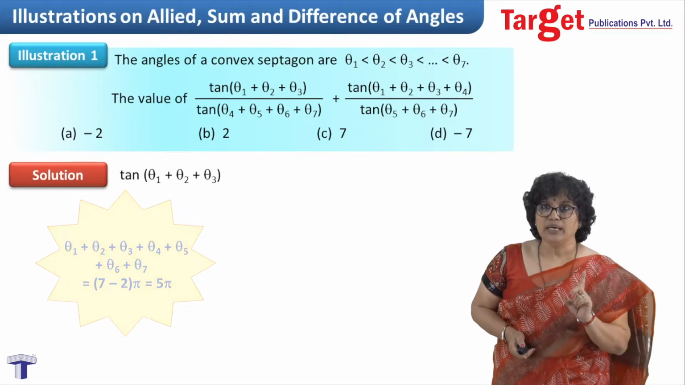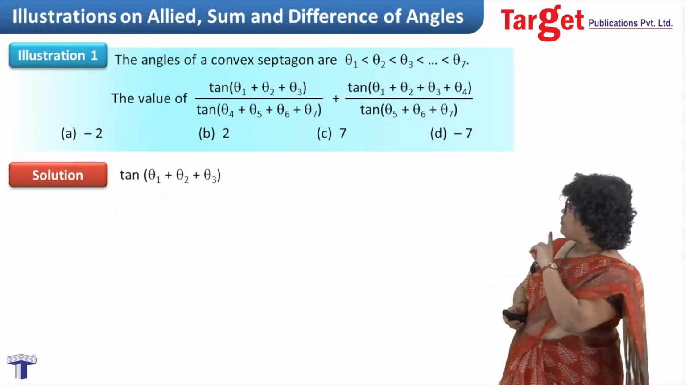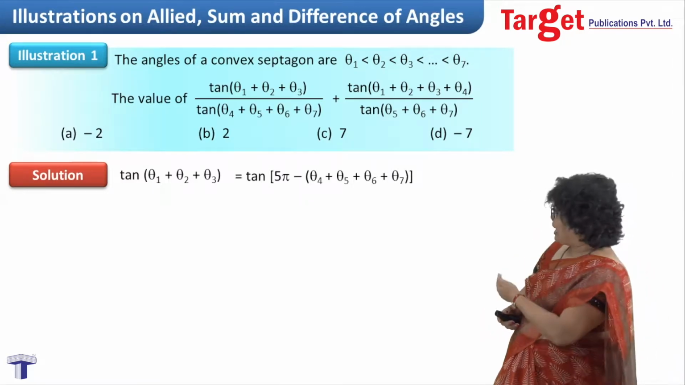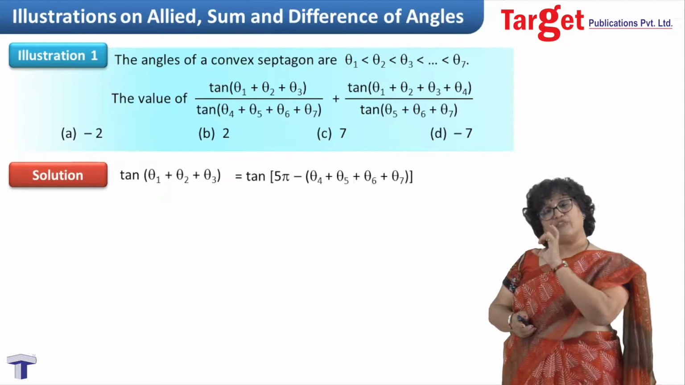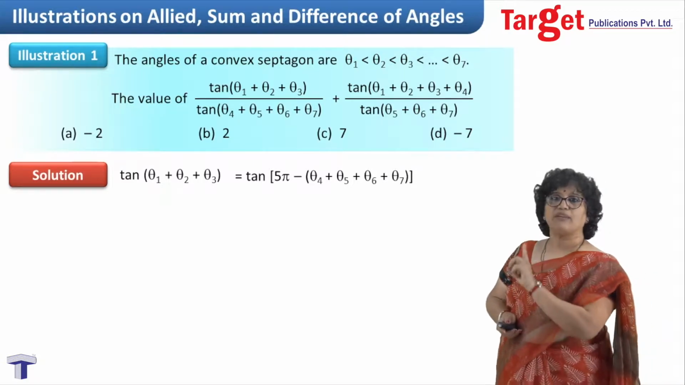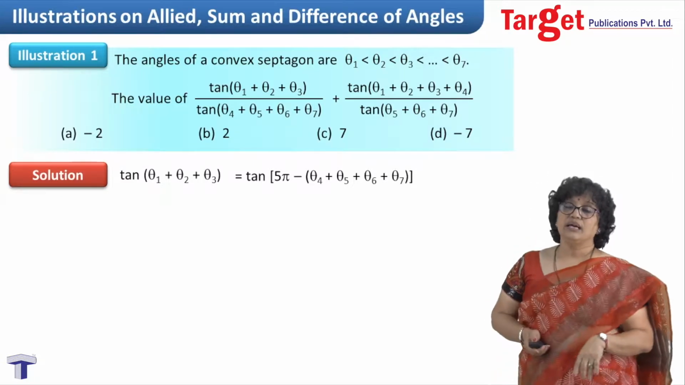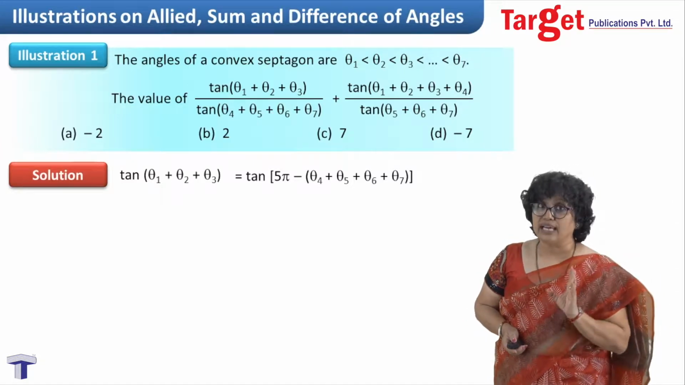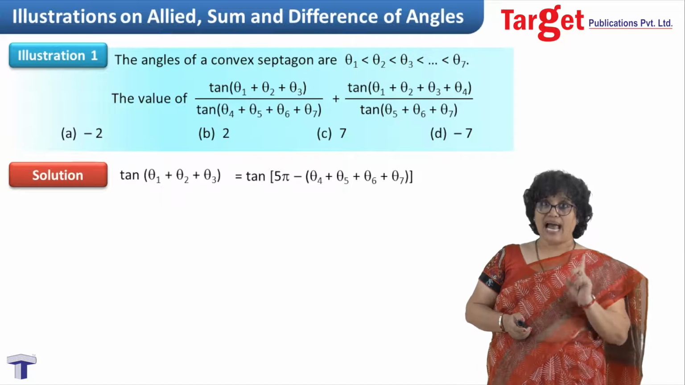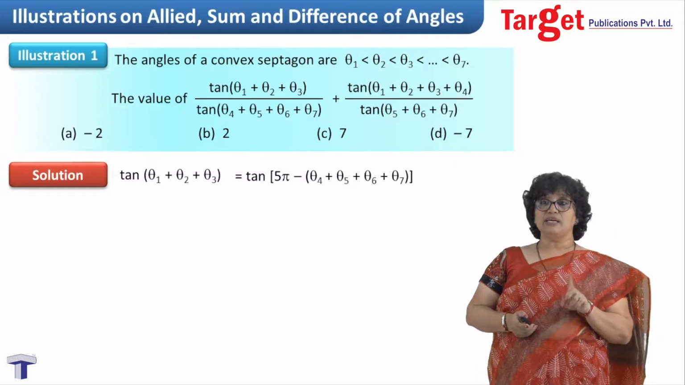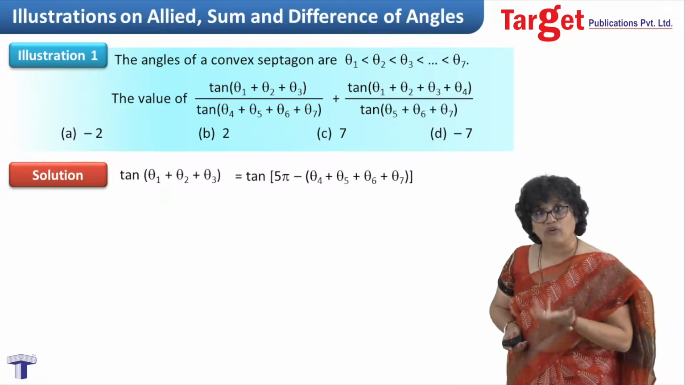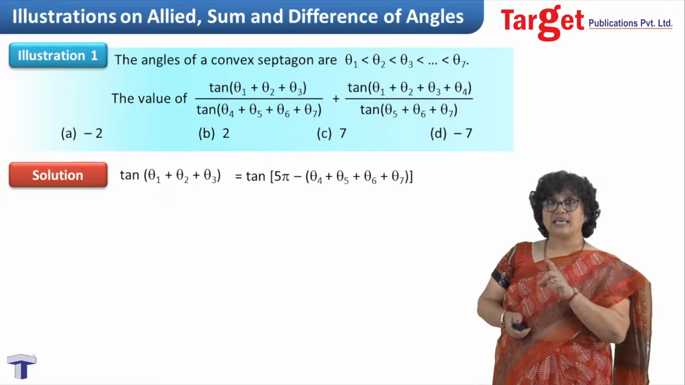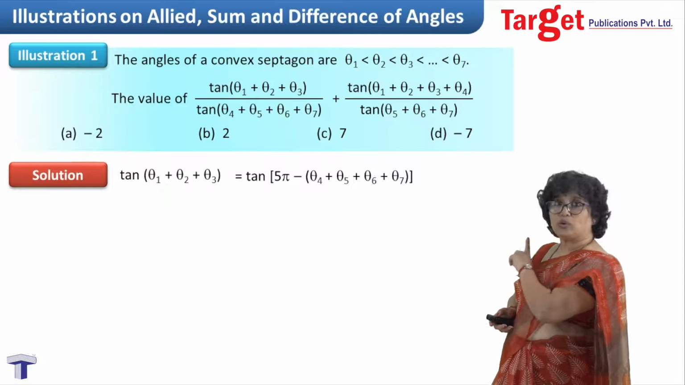This is what I know. Now I try to write tan of theta 1 plus theta 2 plus theta 3 as tan of 5 pi minus the sum of the remaining angles, that is theta 4 plus theta 5 plus theta 6 plus theta 7. Now I have to simplify this. Mind you please, tan function is a periodic function and it has period n pi. So 5 pi is actually a period of that function. So basically this would be tan of minus times the sum of those theta 4 to theta 7.